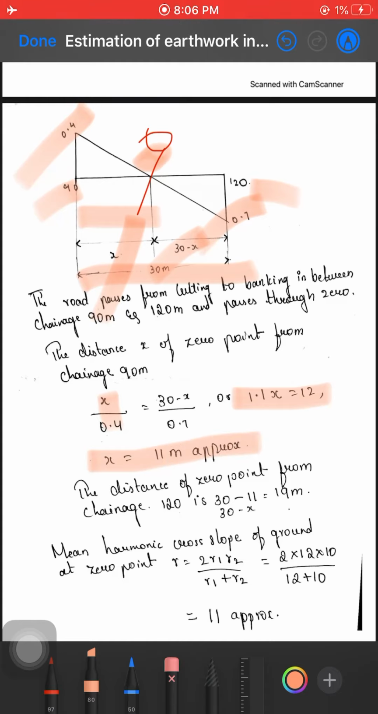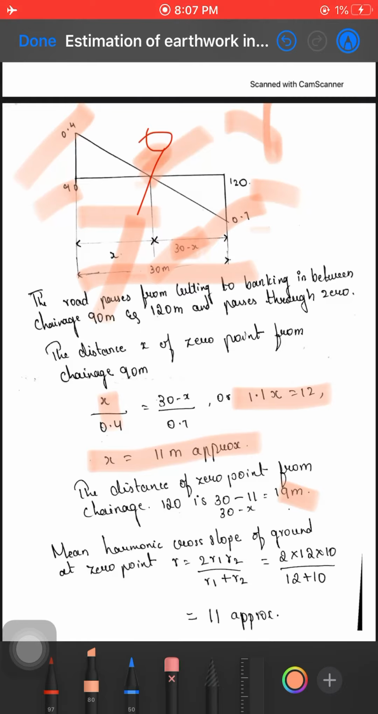Okay, so distance of 0 point from the chainage 120 will be 30 minus X, that will be 30 minus 11, it will be 19 meters. So in between 90 and 120 you have 0th point and where you have the distance X as 11 meters and 19 meters.